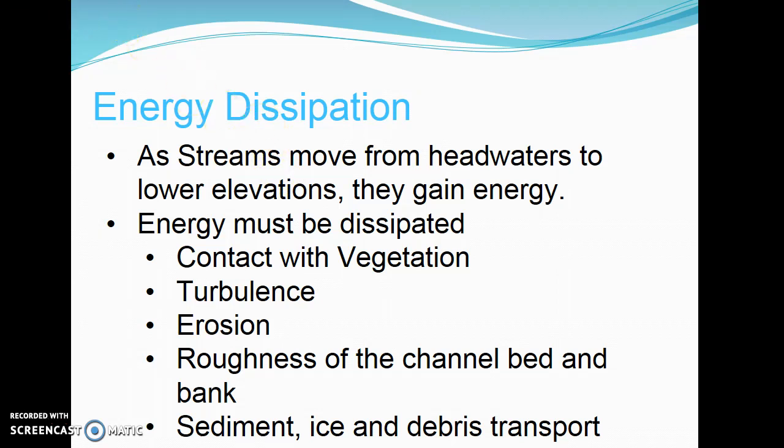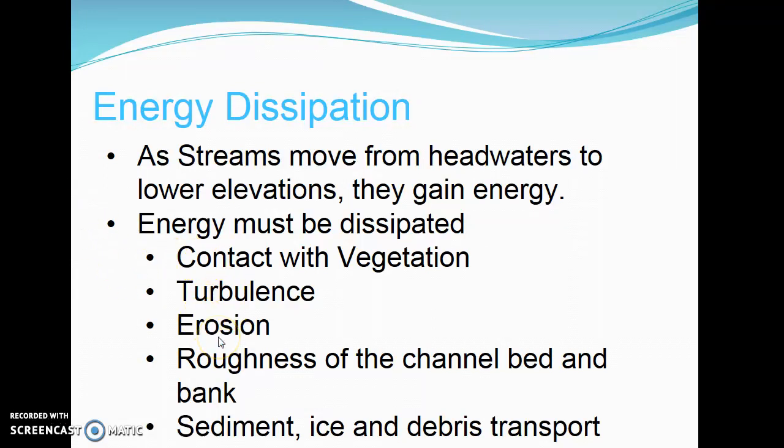One would be just by contact with vegetation. That might be logs in the river. It might be rooted vegetation along the banks. It might be roots from trees in the banks. When the water hits that vegetation, it will dissipate some energy and slow. Turbulence. Turbulence is a good way of dissipating energy as water flows over rocks. Those rapids that we like to go on when we're rafting create turbulence and dissipate energy.